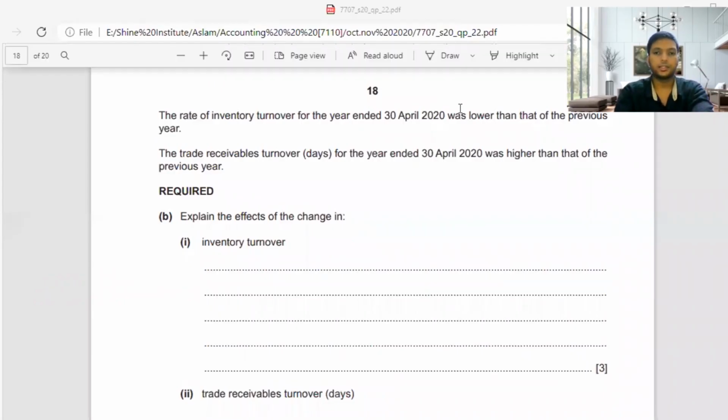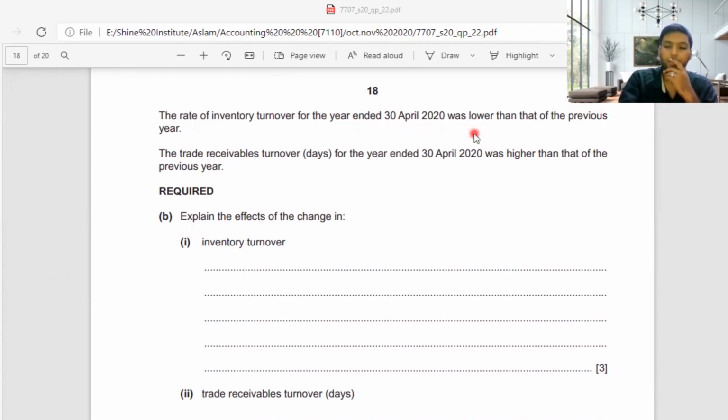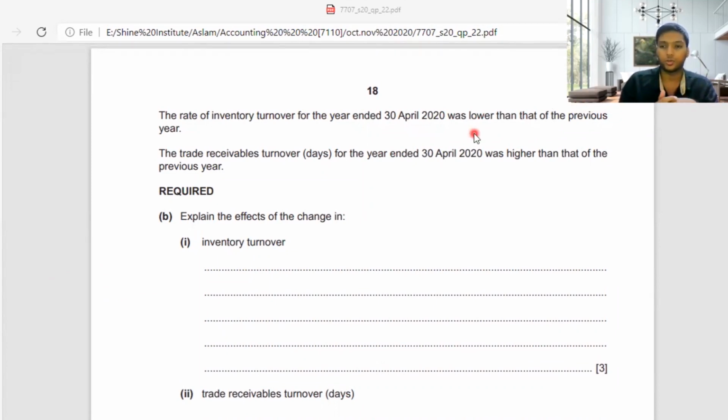So let's read this content. The rate of inventory turnover for the year ended 30th April 2020 was lower than the previous year, which means you have sold it more slowly than last year. That's what they mean. If you can't convert the inventory into money soon, then of course you are taking a lot of time. The trade receivable turnover days for the year ended 30th April 2020 was higher than that of the previous year, which means you are collecting the payment more slowly, because earlier you used to get the money faster, but now you are getting the money very slowly. That's what we call turnover days.